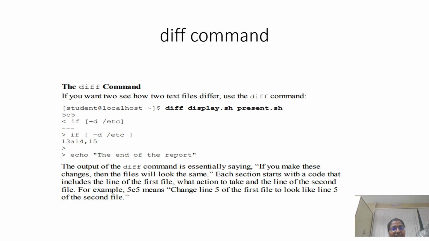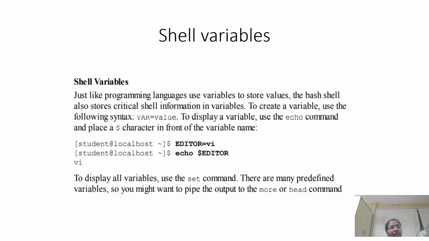So the diff command is also used to see how two text files differ. Also, if you replace this line with this, then both the files will be similar. So these types of outputs you can get from the diff command. The next thing will be the shell variables.